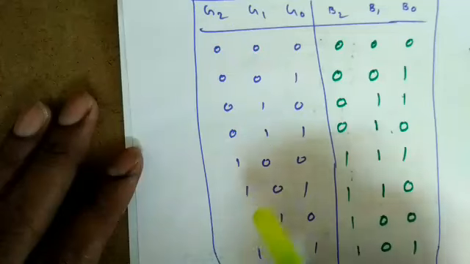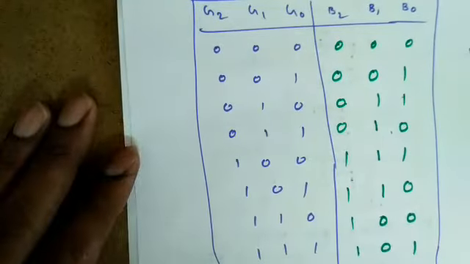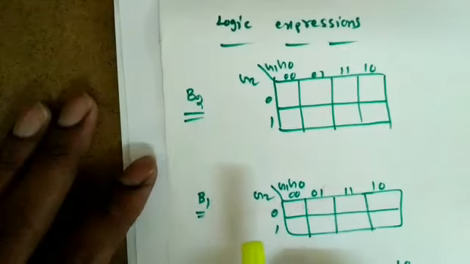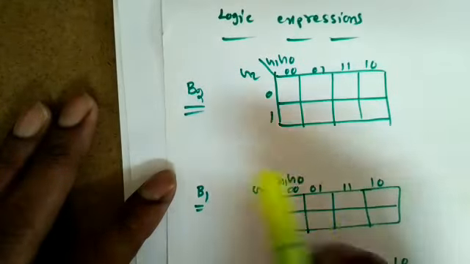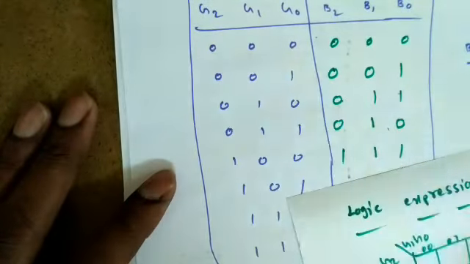So we know the truth table. Then what is the next step? We need to find the logic expression. Now using the K-map, we can find the minimized logic expression. So what we need to do is map this truth table.